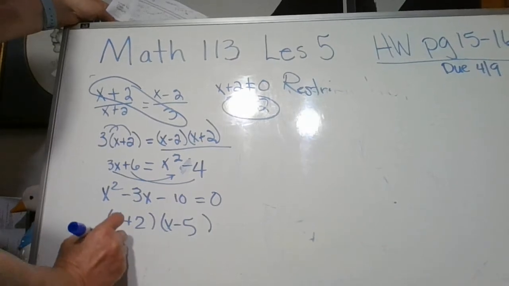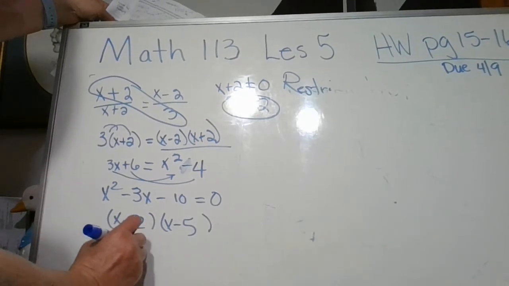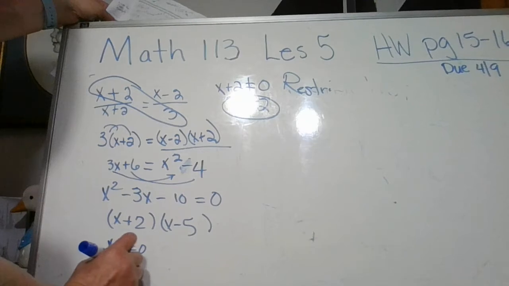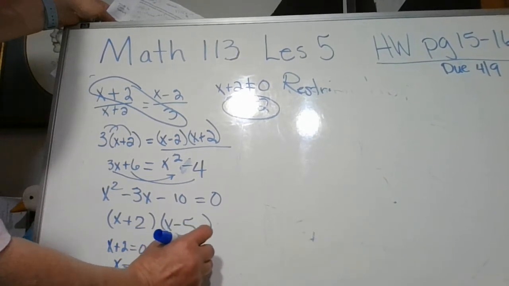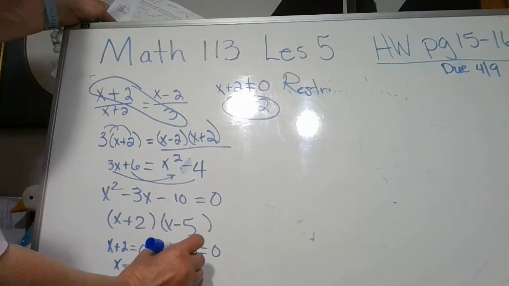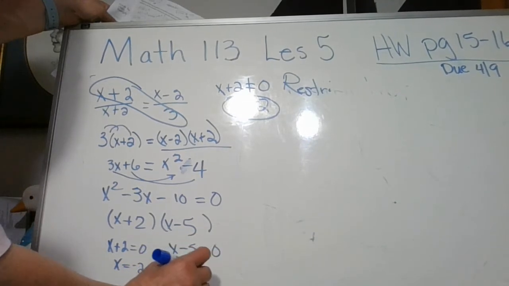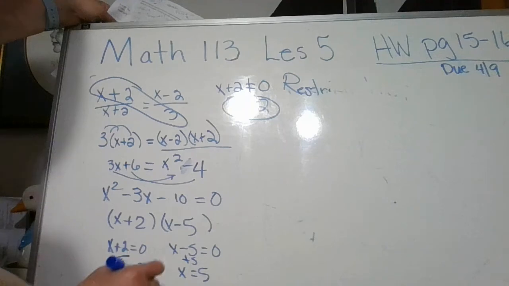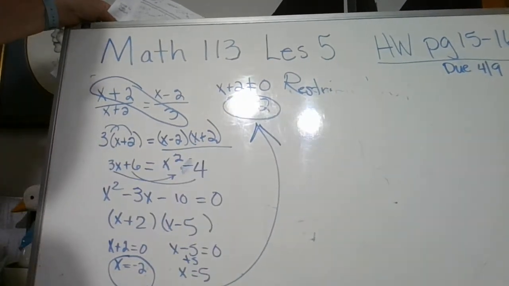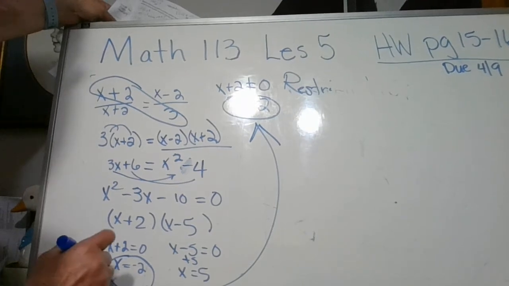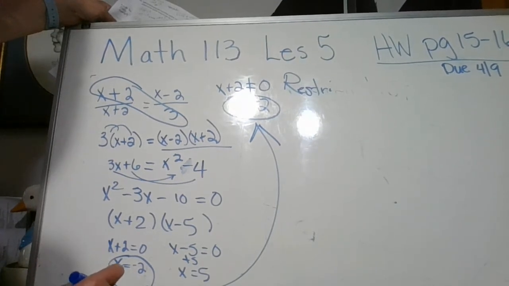Okay, so if this is true, x plus 2 is equal to 0, then x is equal to negative 2. If this one's true, x minus 5 is equal to 0, then I add 5 to both sides and x is equal to 5. Now, wait a minute. What do we know about this guy? He is illegal. He cannot be on the bottom. So he is what we call an extraneous root because he doesn't work. He makes a false statement. Can't be 0 on the bottom.